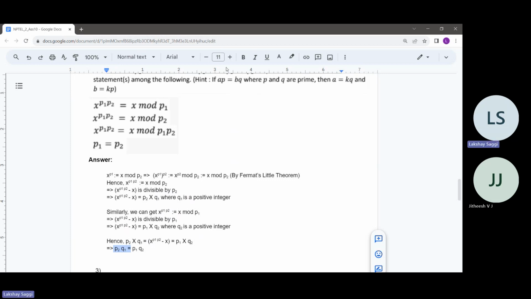The proof of this hint is quite easy to see. You guys can do it yourself also. If AP is equal to BQ and P and Q are prime, then if we divide both sides by P, this side should leave a remainder 0, since AP is divisible by P. Similarly, B times Q should also be divisible by P. But since Q is not divisible by P, since Q is prime and different from P, then B should be divisible by P.